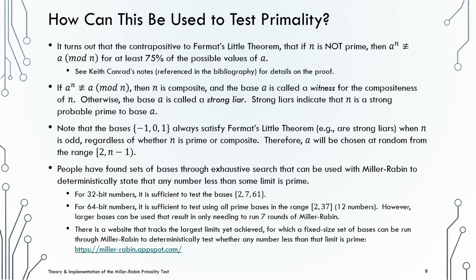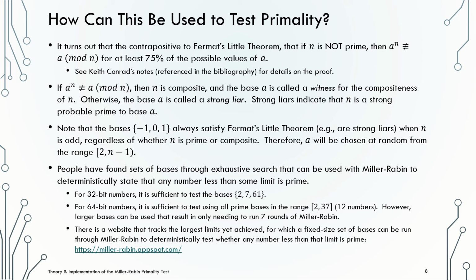Note that the bases -1, 0, and 1 always satisfy Fermat's little theorem when n is odd, regardless of whether n is prime or composite. Therefore, a will be chosen at random in the Miller-Rabin test from the range 2 to n minus 1.